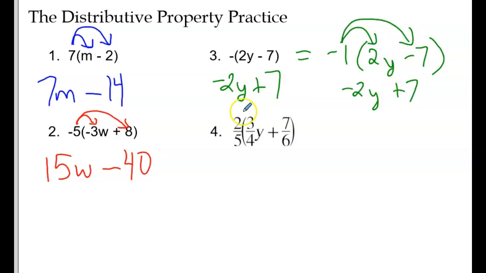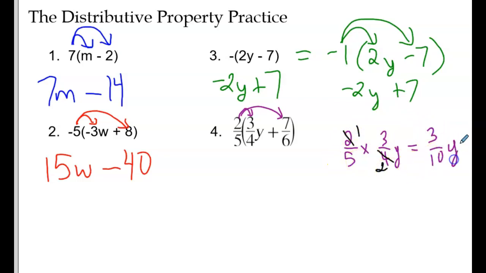And last but not least, I got to multiply 2/5 times 3/4 y and 2/5 times 7/6. So 2/5 times 3/4 y. I look to see where I can cross reduce. 2 goes into 2 once, it goes into 4 twice. 1 times 3 is 3. 5 times 2 is 10. I get 3/10 y for my first term.